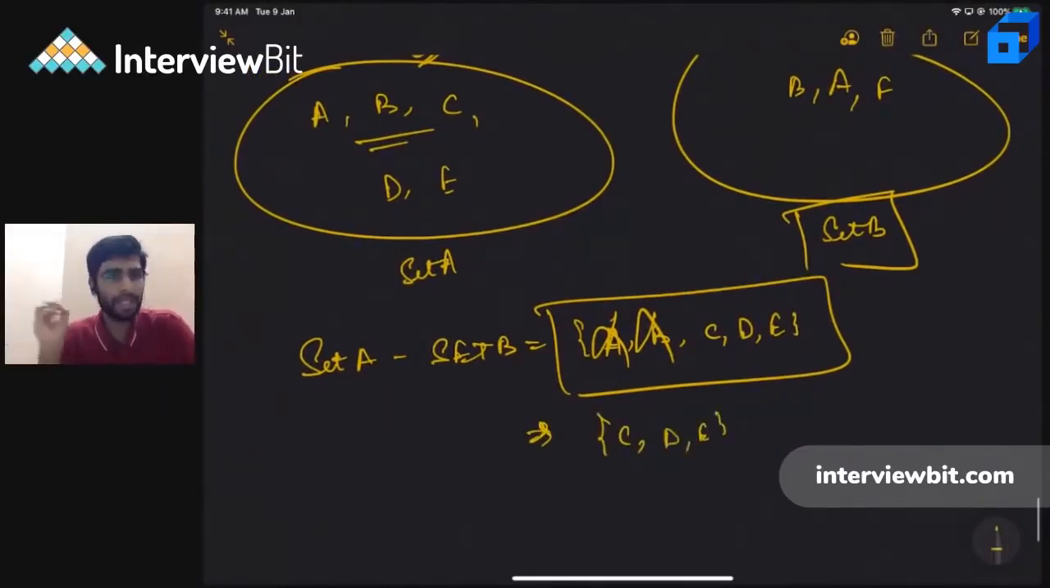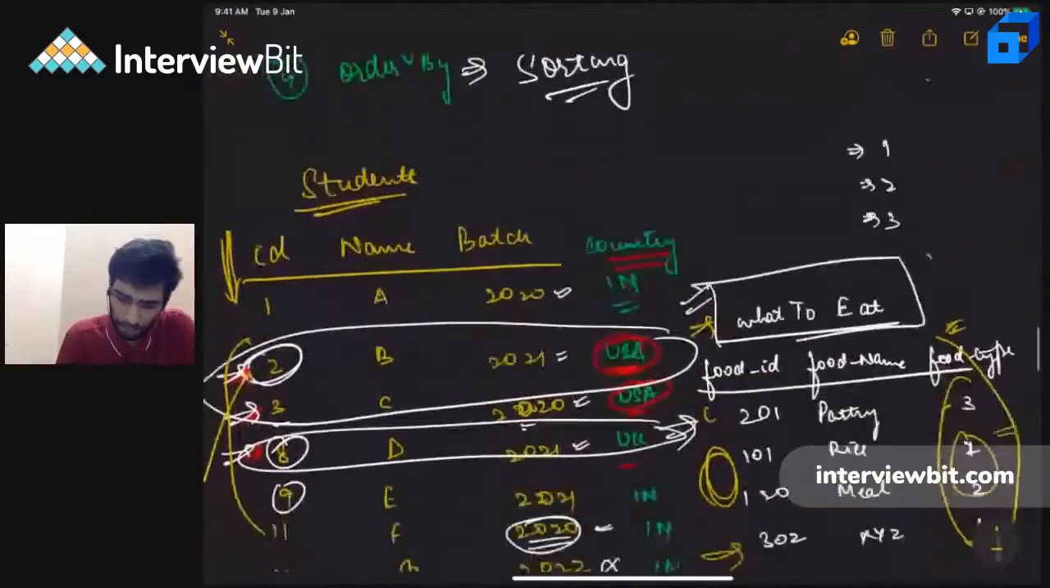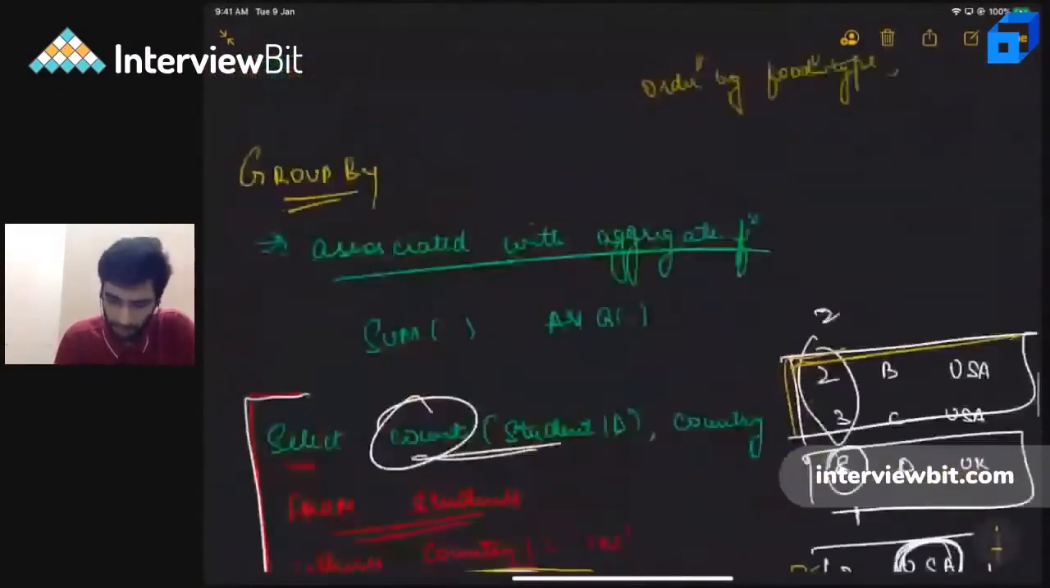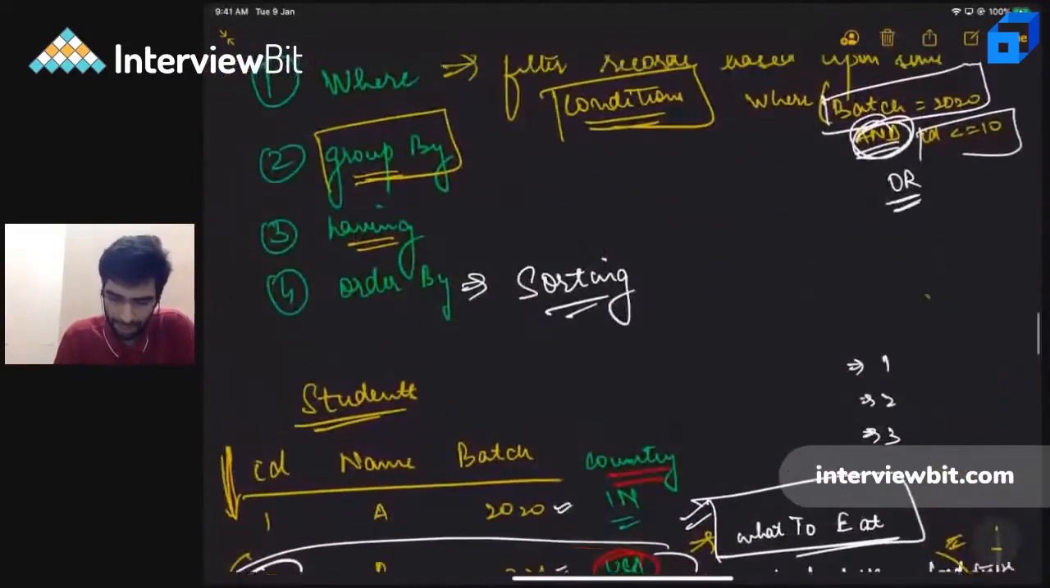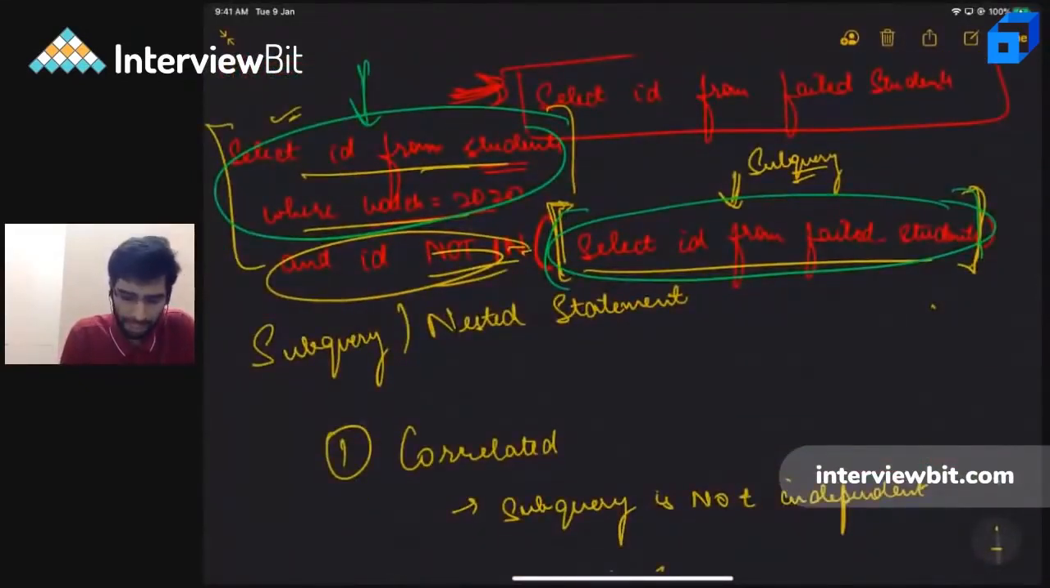Now, do you think that we could have actually directly used this minus statement in the previous question? What would we have done? Instead of writing where not in, we could have just done minus here, right? So if we were doing it here, we could have just done minus here and we would be fine. Correct? Great. So that is the minus query.